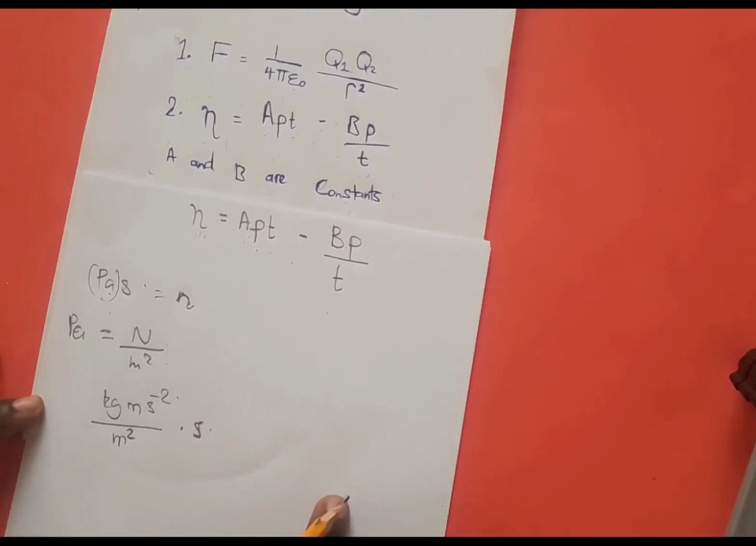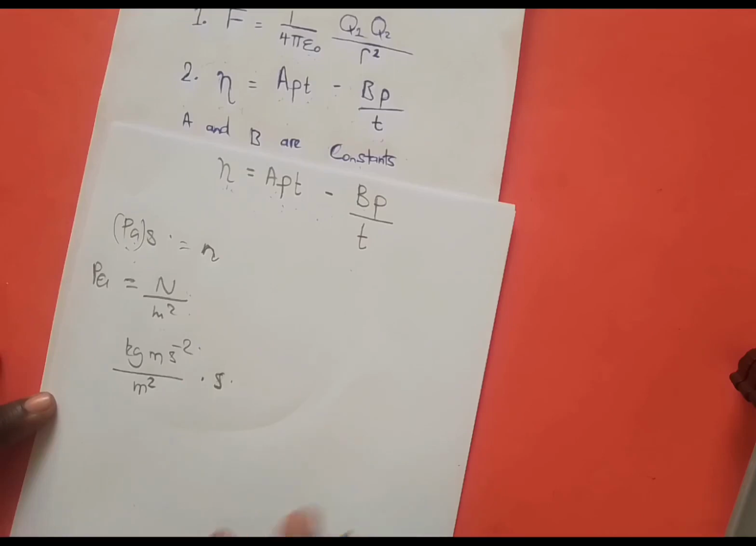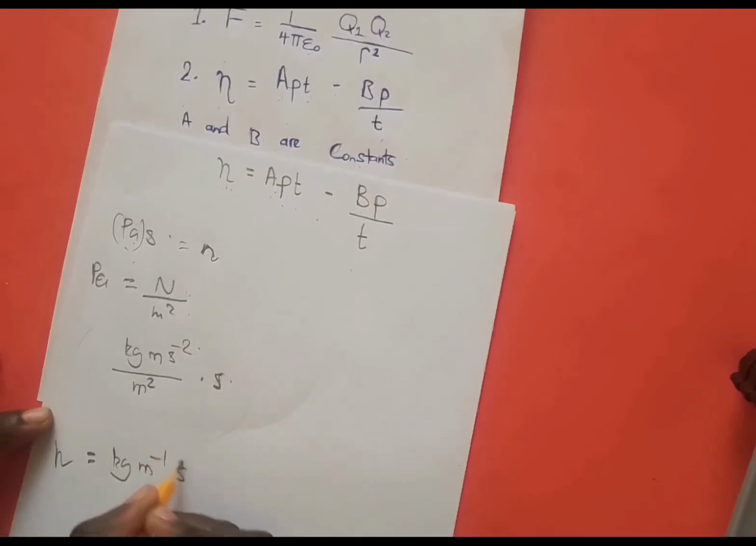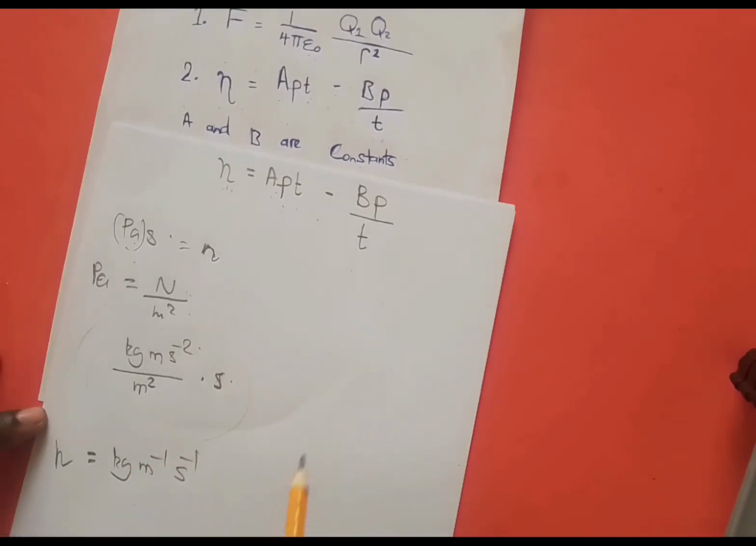So for your A levels, I'm not going to be doing much of the explaining here. I'm going to simplify this expression, so even an O-level student can simplify it. If you simplify this expression, nu will now be equal to kg per meter per second.